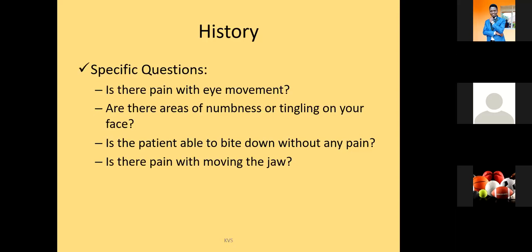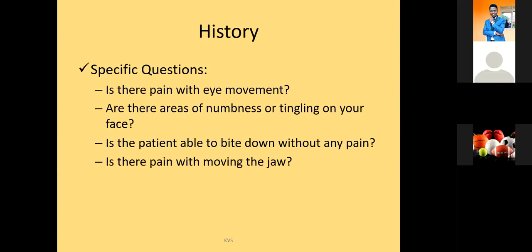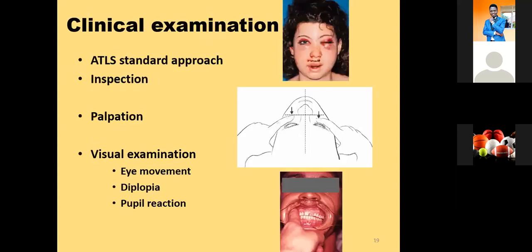Then they are going to tell you that I'm not able to close my mouth. And so when a person cannot close their mouth, that means there is a problem with either the muscles or the bones. So when do they experience the pain? Is it when they are trying to close or when they are trying to open? So then it will give you an idea.